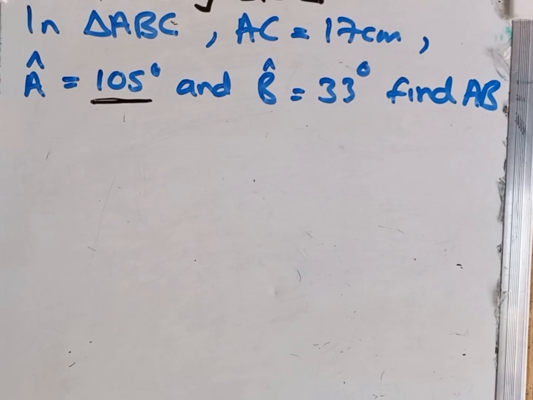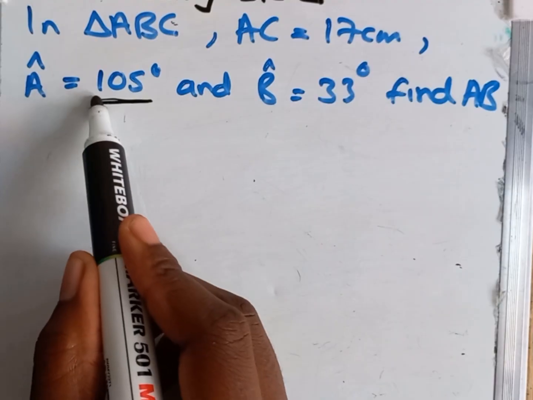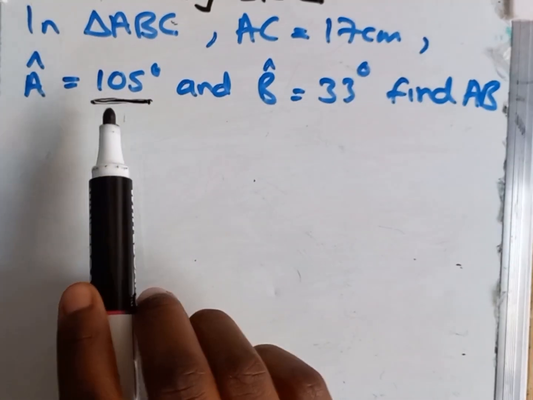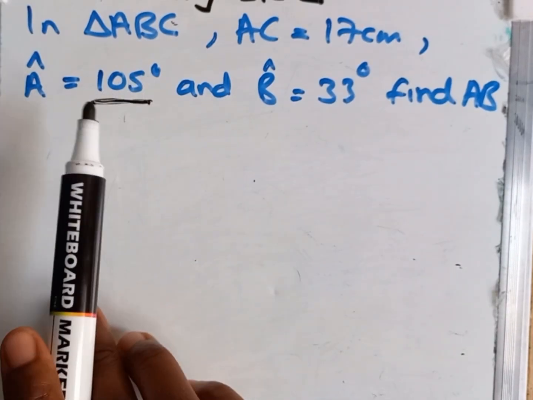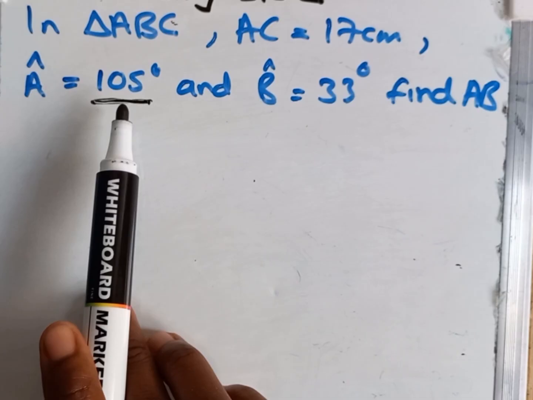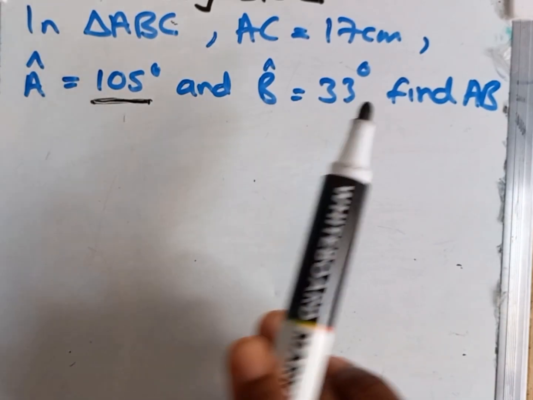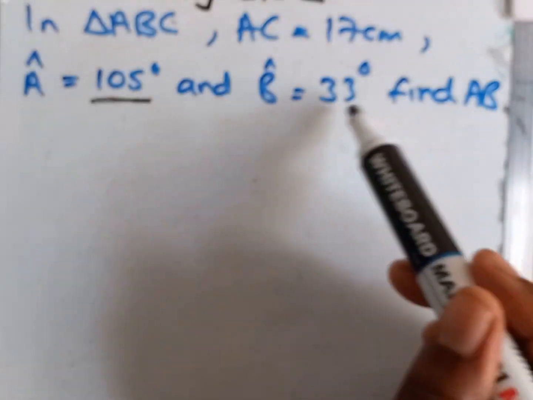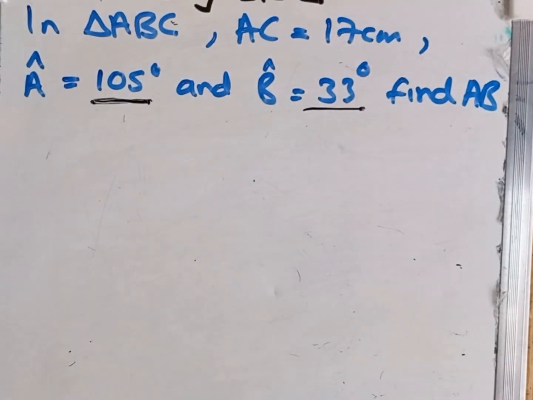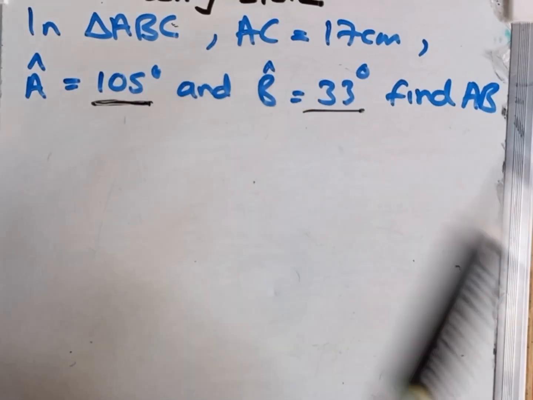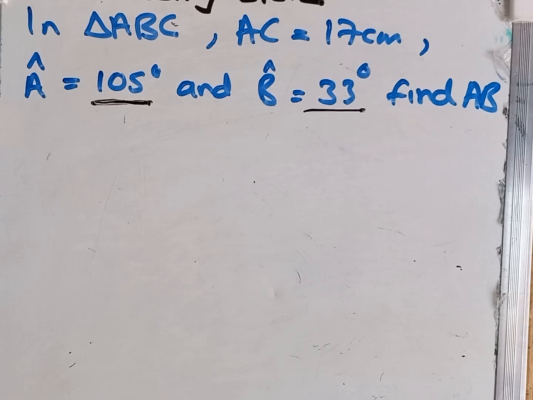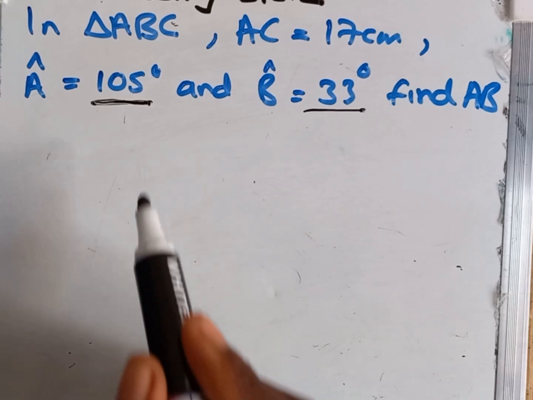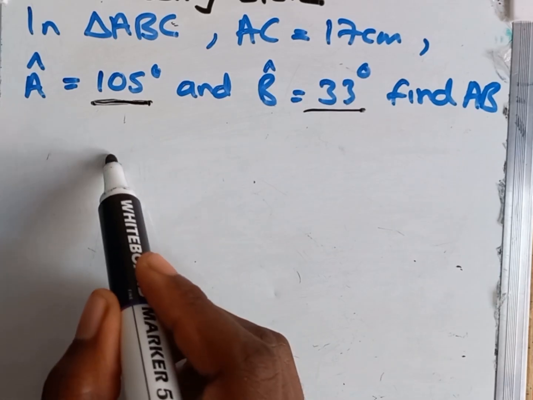All right, so given this question, we have our 105 degrees. This is an obtuse angle because it is an angle greater than 90 degrees but less than 180. And this is an acute angle. I once talked about this in my first video. So this is a 33-degree angle. It's an acute angle because it lies between 0 and 90 degrees. It is less than 90 degrees. So we are going to just draw a sketch diagram so that we plug in our values. So let me draw it like this.